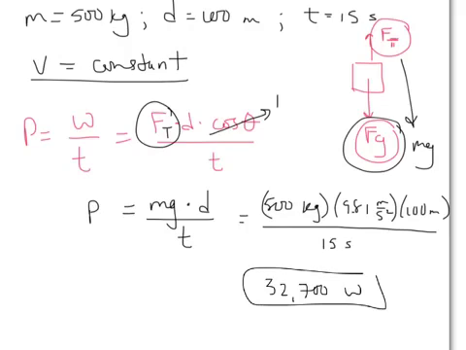Now that also could be written as 32.7 kilowatts. So we solved this problem by using work. Now let's solve this problem again, the same exact problem, but by using this formula: change in energy over time.